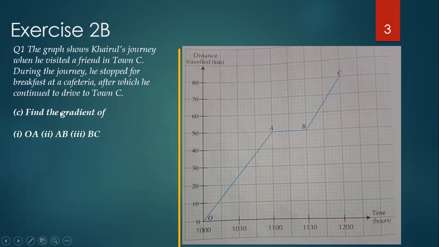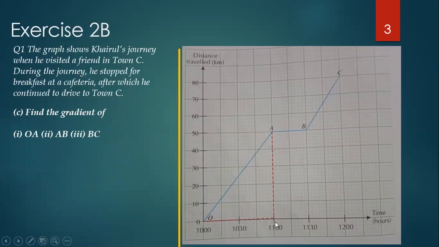Then find the gradient of OA, find the gradient of this slope. As you know, the gradient can be found with the formula rise upon run. And if this is the slope OA, we have to make a right angle triangle here. So we have to see what is the rise. Now on the y-axis, this is kilometers and each unit is 10. So this is 10, 20, 30, 40, 50. So the rise is 50.